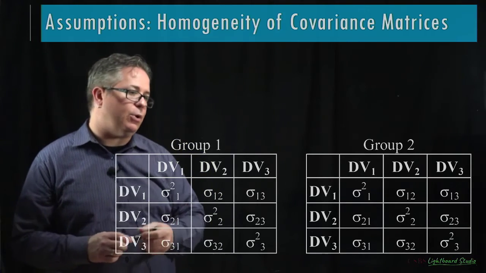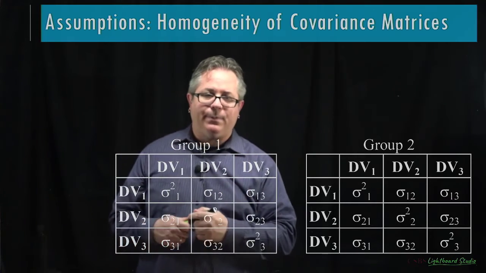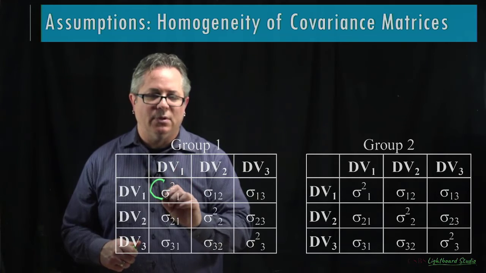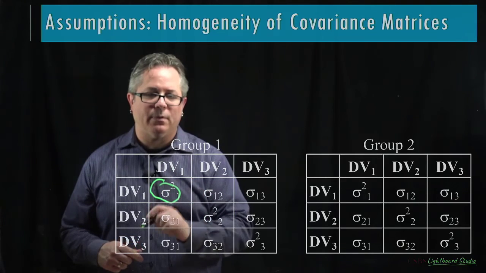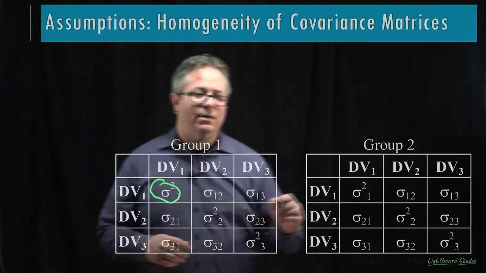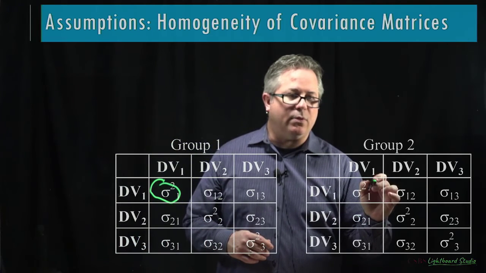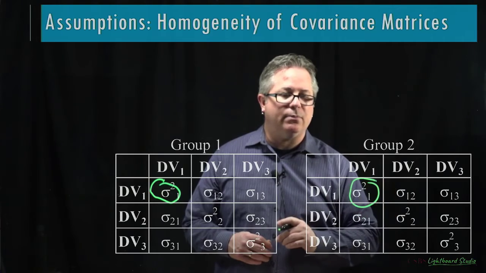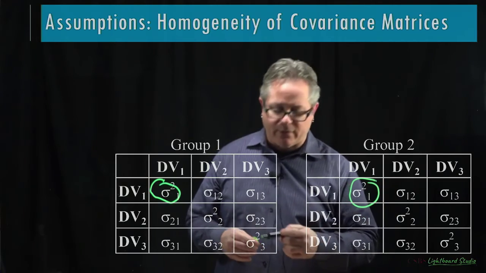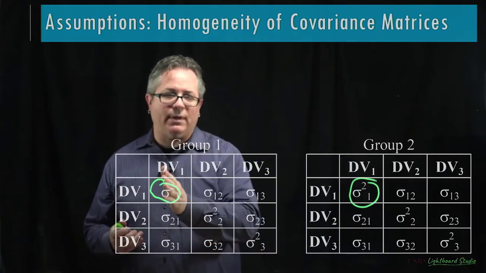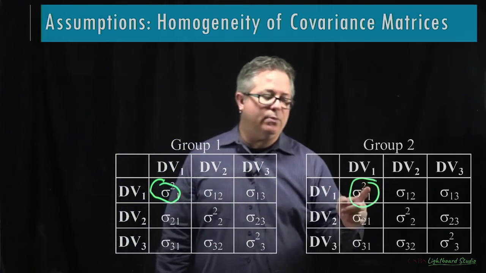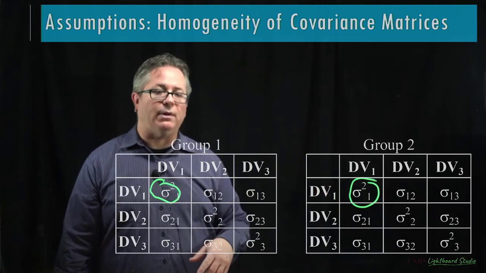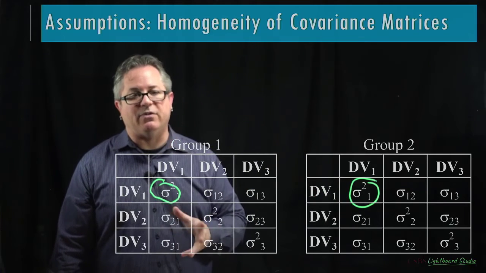Before, when we were doing just an ANOVA, we only had one DV. So we really only had to worry about this single variance here, right? So that variance and this one were really all that we cared about, because that's all we had. One dependent variable, one variance. So we had a variance for group 1, a variance for group 2, and we assumed that those two were roughly equal. And that was basically the homogeneity of variance assumption when applied to something like ANOVA.